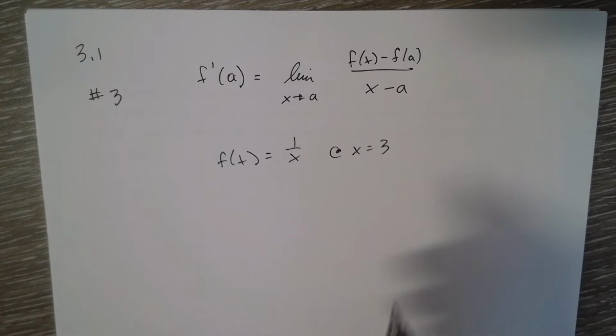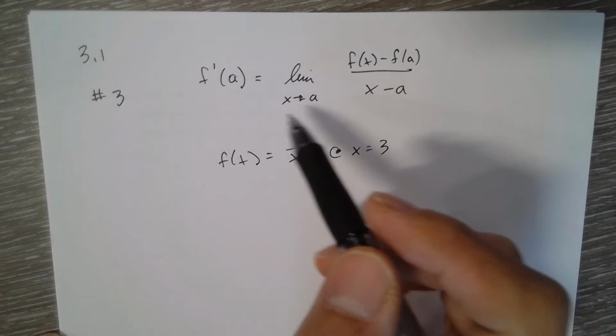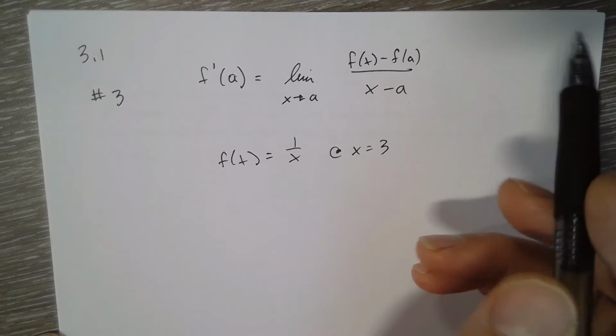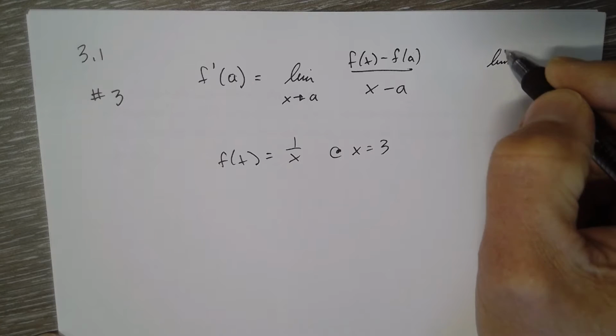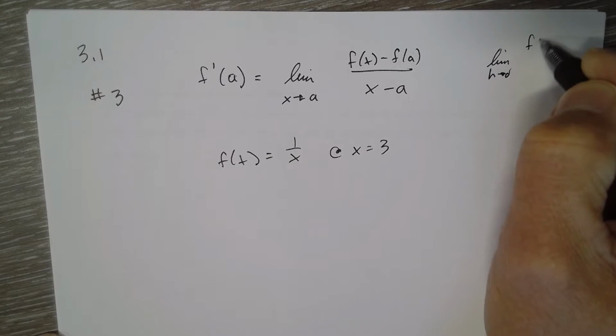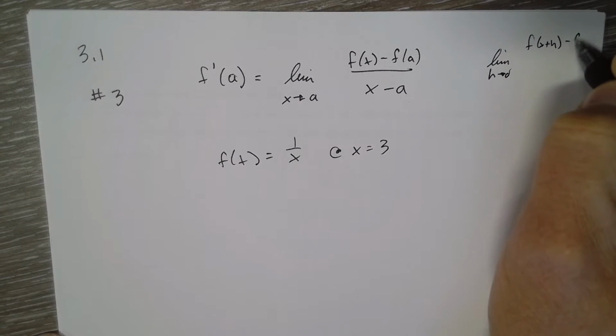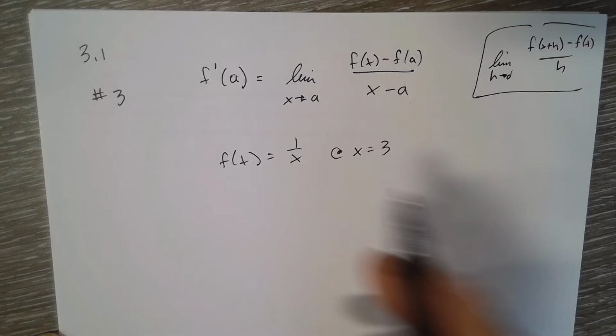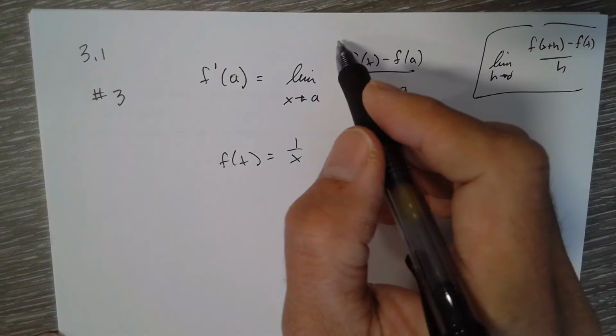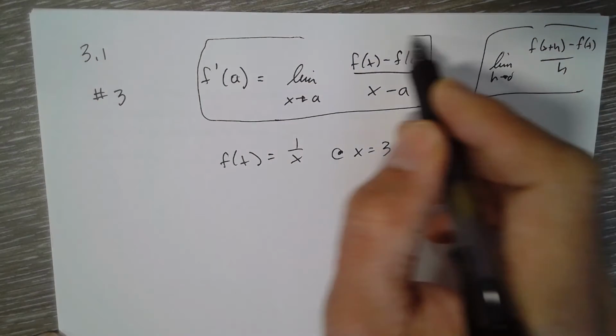3.1 number 3, we're supposed to use the alternate form of the derivative. So up to this point we've defined derivative using a difference quotient as h goes to 0 of f of x plus h minus f of x all over h. So that's the definition of derivative.